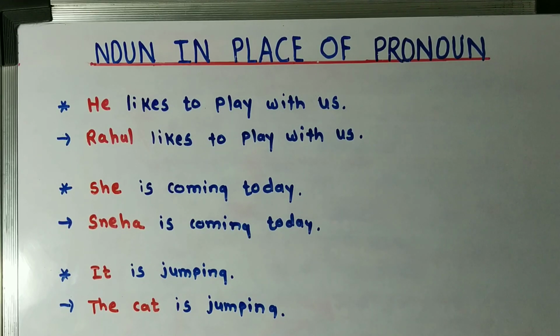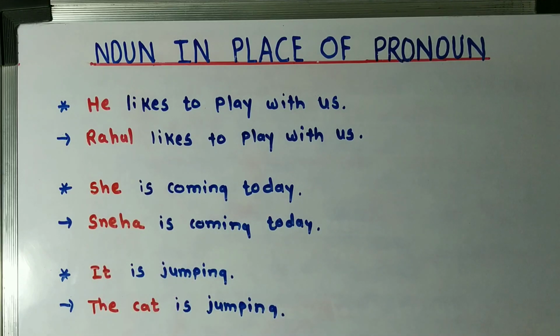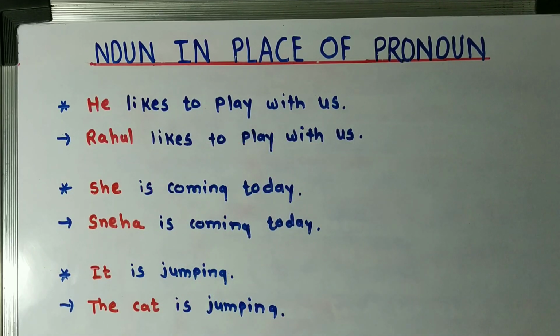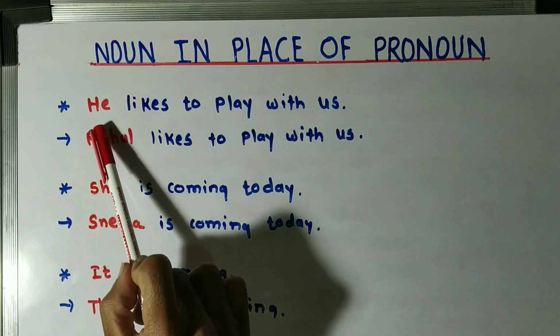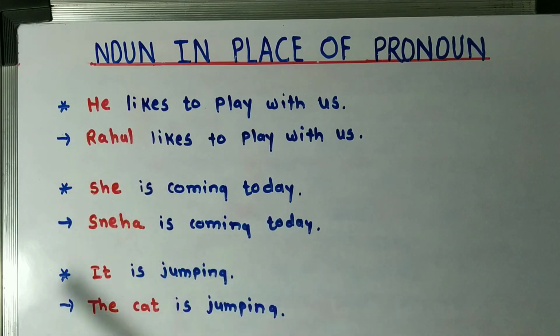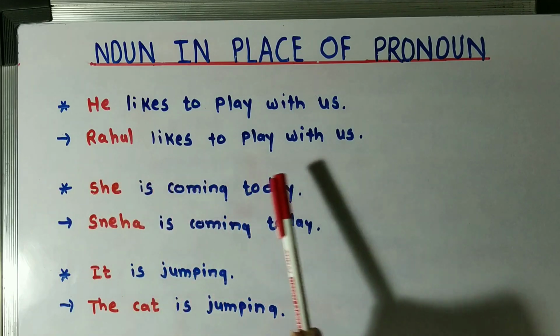Now what are we going to do? We are going to remove these pronouns he, she and it, and in the place of these pronouns we are going to put a noun. These pronouns are singular. Therefore, the noun that we are going to put in their place is going to be singular. Let's see. He likes to play with us. In this example, the word he is to be removed and in the place of that word, Rahul will come. So, the answer is Rahul likes to play with us.